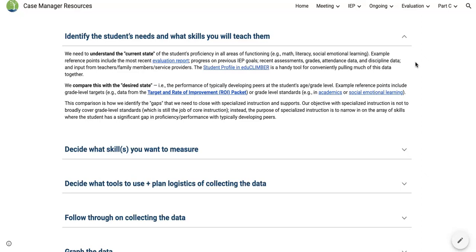but if they're not due for an evaluation, if we're not required to do one, then we can just get that information from how they've done on previous IEP goals. Hopefully we have some progress monitoring data, how they've been doing in their classes, just observations. There's lots of different ways that we can figure out how the student is performing and what needs they have, and then what we're going to plan on teaching them.